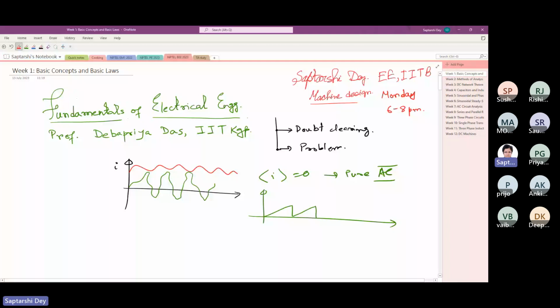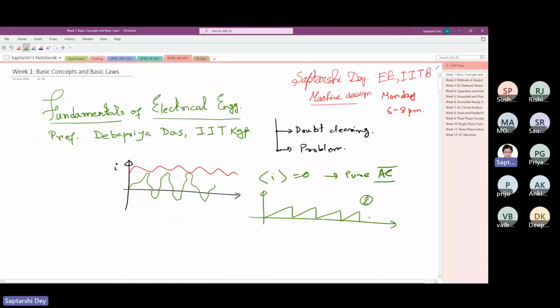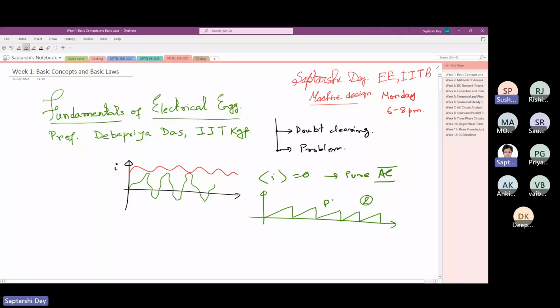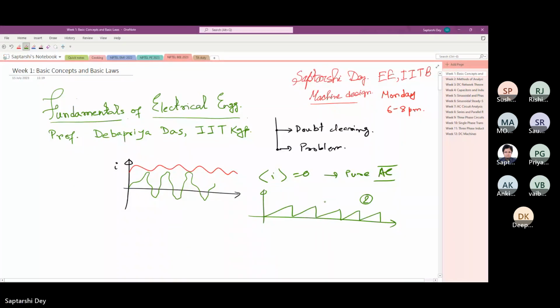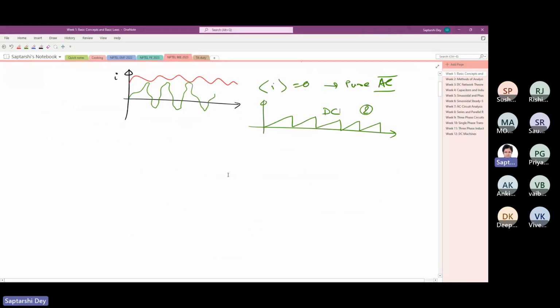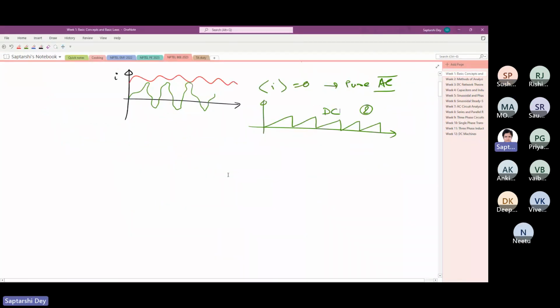The waveform that I drew here, number 2, is also DC. This is called a sawtooth waveform. It looks like the teeth of a saw. This is also DC. DC does not necessarily have to be constant. What type of DC current is it? There is no type, just DC. Okay, sir, it's varying DC.